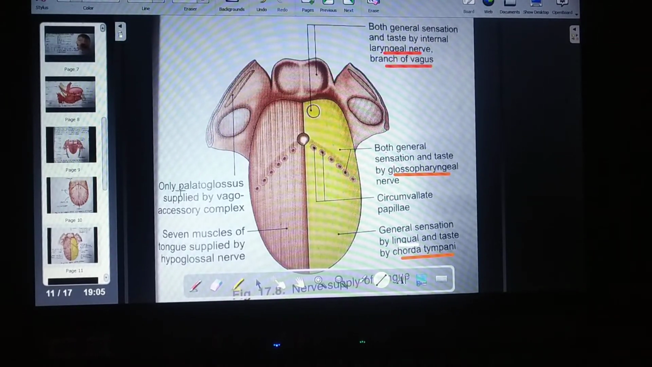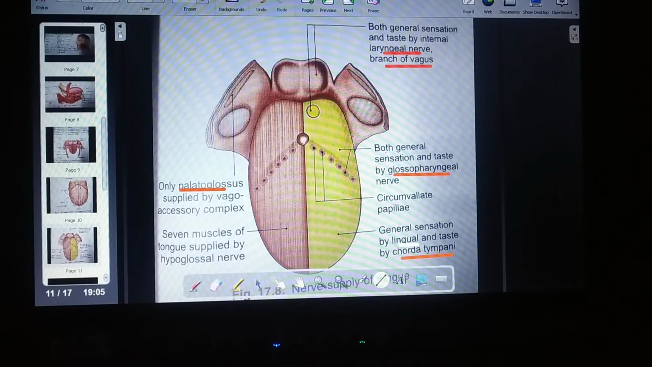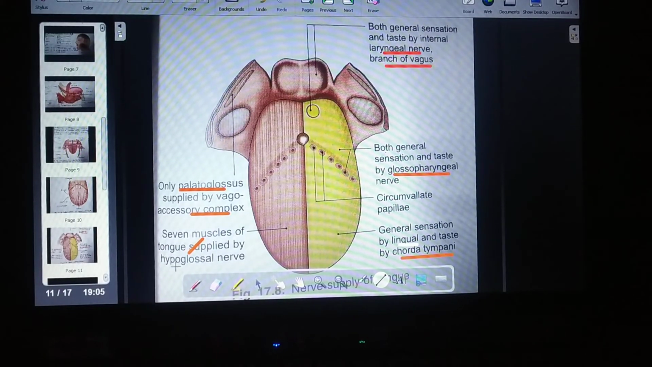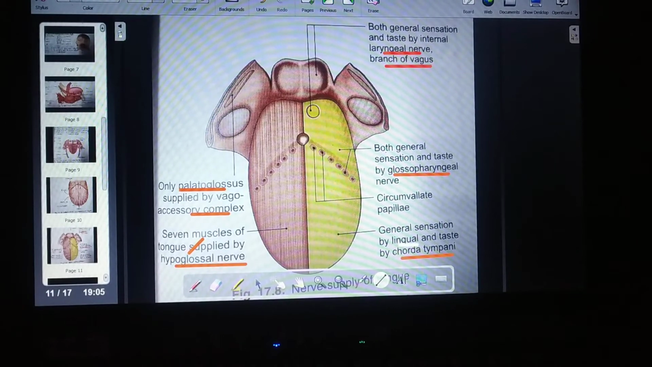The specific point is that only the palatoglossus is supplied by the accessory complex. It is supplied by the accessory complex, the palatoglossus. And the 7th muscle of the tongue is supplied by the hypoglossal nerve.